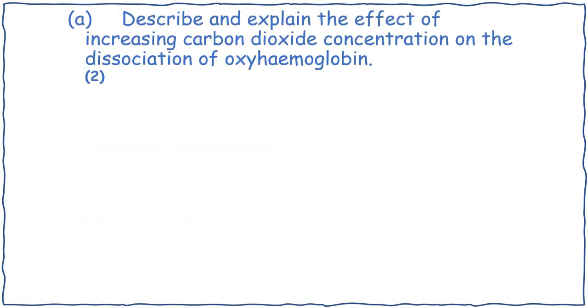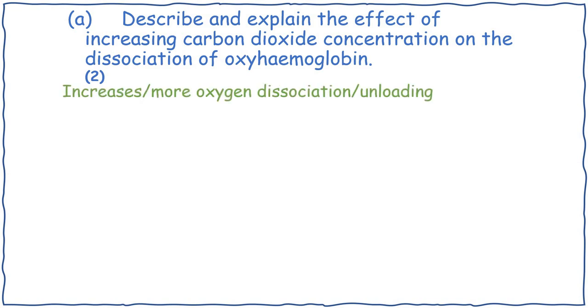Describe and explain the effect of increasing carbon dioxide concentration on the dissociation of oxyhemoglobin. So it's basically describing the Bohr effect. So it increases oxygen dissociation or unloading. So there's more oxygen dissociation or unloading.